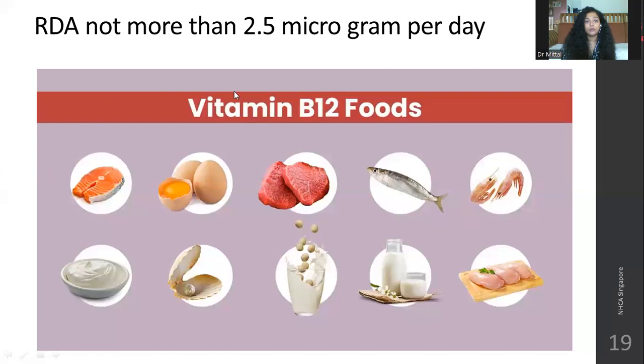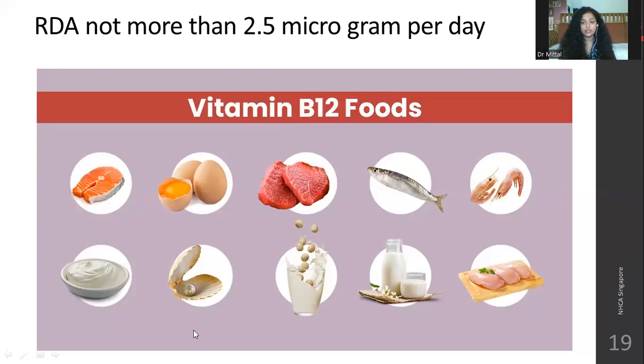RDA of vitamin B12, no more than 2.5 micrograms per day is required. And these are the foods that are rich in vitamin B12. So vegetarians and vegans can definitely go with curd, yogurt, milk. Have dairy products, it is completely fine. Vegetarians can have at least one egg once a day. And vegans have to take vitamin B12 supplements along with calcium supplements. Calcium, omega-3, vitamin B12 supplements have to be taken by vegans.